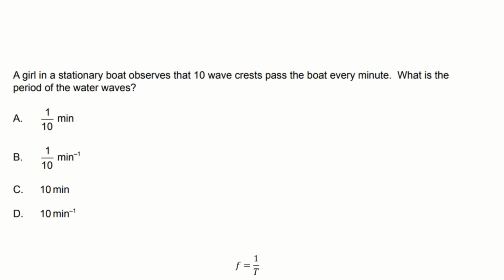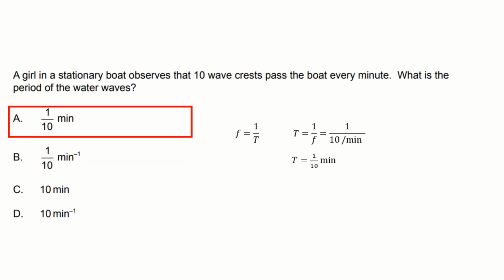Now, if 10 wave crests passed every minute, we can then say, well, let's work in minutes. We've got frequency of 1 over t. Well, that means our t is 1 over f, and we're getting 10 for every minute. Okay, therefore we can put into our calculation our frequency is 10 per minute. Now what happens there is that 10 stays on the bottom, but the minutes goes up to the top, so therefore we've got 1 over 10 minutes, and so therefore the answer here is A.